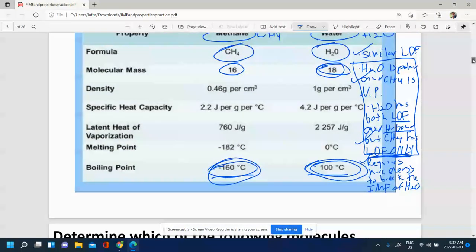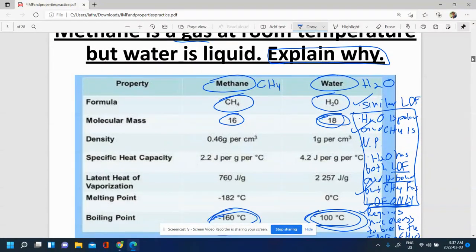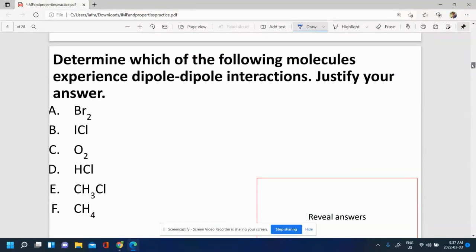So that was an essential, basic introductory problem that you could see for explaining different properties of different molecules based on polarity and based on intermolecular forces. Here are some other problems you might see. So determine which of the following molecules experience dipole-dipole interactions and justify your answer.